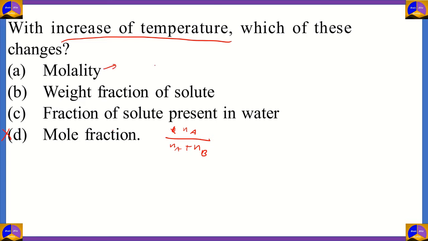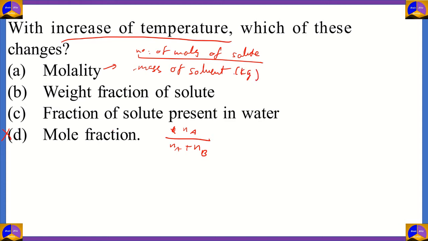Option A, molality, is measured as the number of moles of solute divided by mass of the solvent in kg. Again, mass is a quantity that does not change with temperature, so therefore option A is incorrect. Option B, weight fraction, again refers to weight of A divided by weight of A plus weight of B, so weight of one component divided by total weight. Again, weight does not vary with temperature, so option B is incorrect.